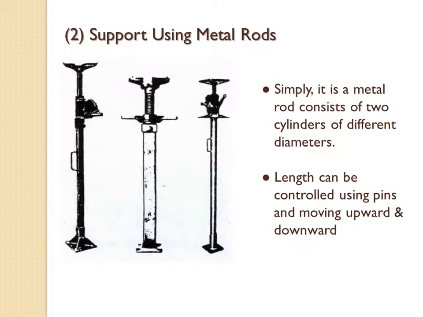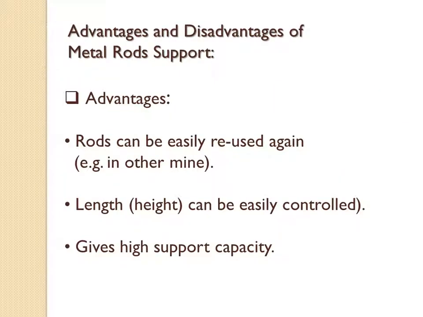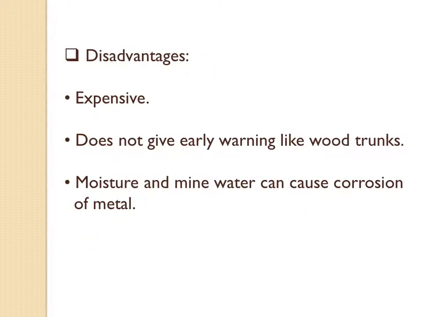The second type of support is support using metal rods. Simply, it is a metal rod consisting of two cylinders of different diameter. Length can be controlled by using pins and moving in the upward and downward direction. There are some advantages and disadvantages of metal rod supports. Advantages are: rods can be easily reused, for example in other mines; length and height can be easily controlled; and it gives high support capacity. Disadvantages are: these are expensive, they do not give early warning like wood trunks, and moisture and mine water can cause corrosion of metal.